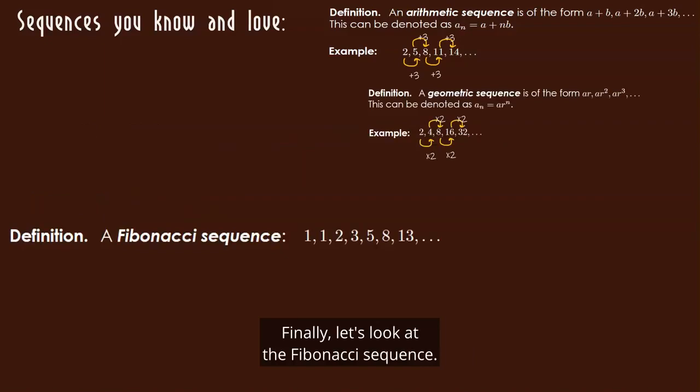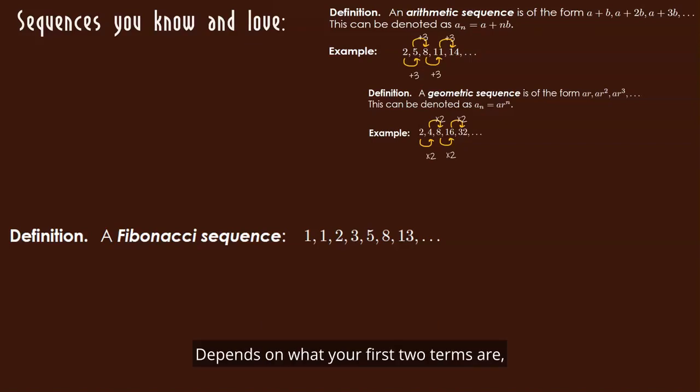Finally, let's look at the Fibonacci sequence. I know you've heard of this. Everybody makes a big deal about the Fibonacci sequence. The Fibonacci sequence is typically thought of as this one, though there are lots of Fibonacci sequences. It depends on what your first two terms are. But this is the standard one we all see, with the golden ratio and all that.